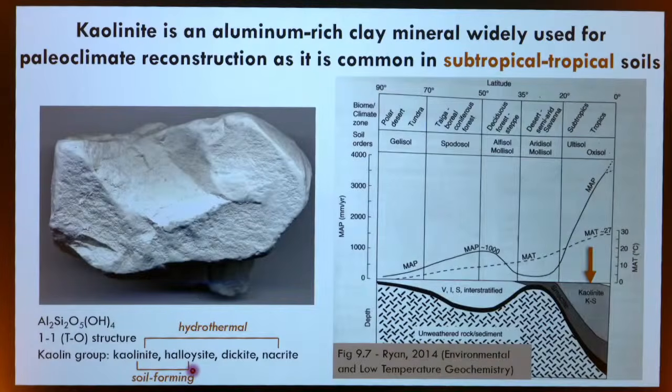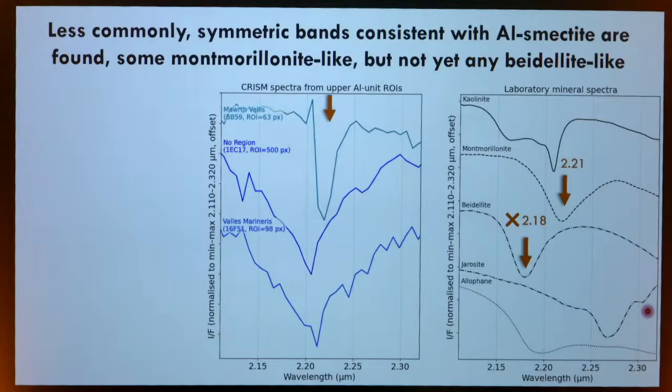Kaolinite is used for paleoclimate reconstruction, so super relevant to the topic of this conference. And the reason why it's used in paleoclimate reconstruction is because it's really common in subtropical to tropical soils on Earth. And here's a figure from a book which is showing how soils vary with latitude on Earth from the poles to the equator. And what you can see is that kaolinite-bearing minerals really are specifically concentrated in the subtropics and tropics of Earth, so places like South America and Central Africa. And obviously that would be really profound if we're really considering those places like Central Africa as an analog for Noachian Mars.